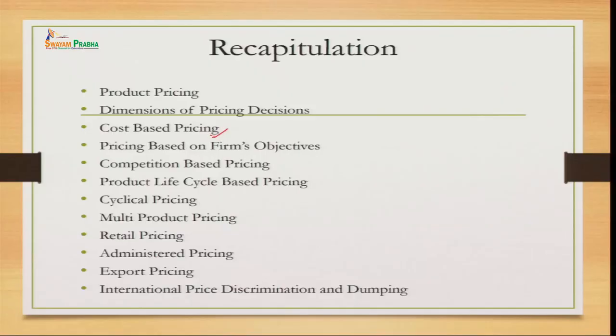First, we talked about cost-based pricing, right? Because cost is an important component, we always take into account what will be the cost of production, and accordingly we determine the prices. So, here we have different methods like cost plus pricing, or we can use target pricing, we can also use marginal cost pricing. So, there are different strategies which are taken up depending upon the objective of the firm.